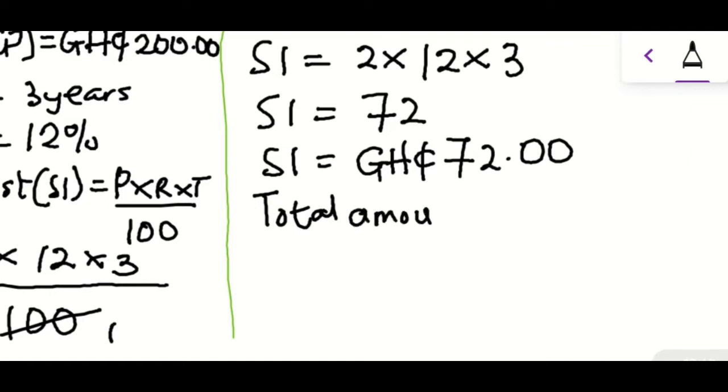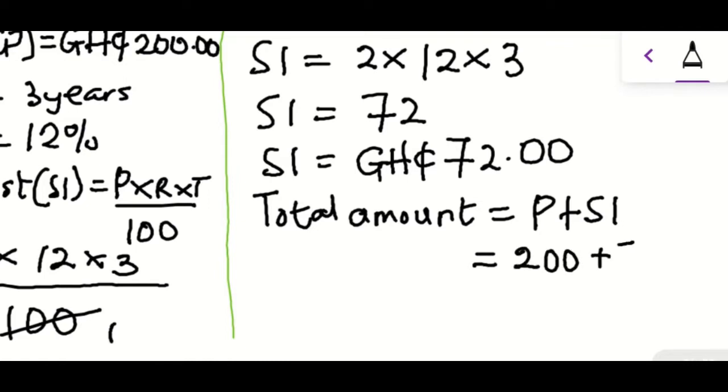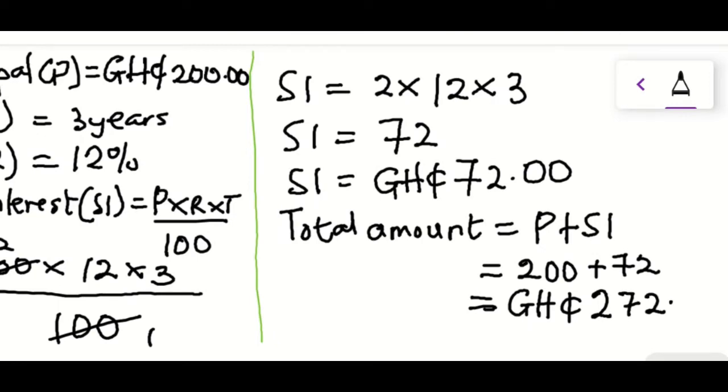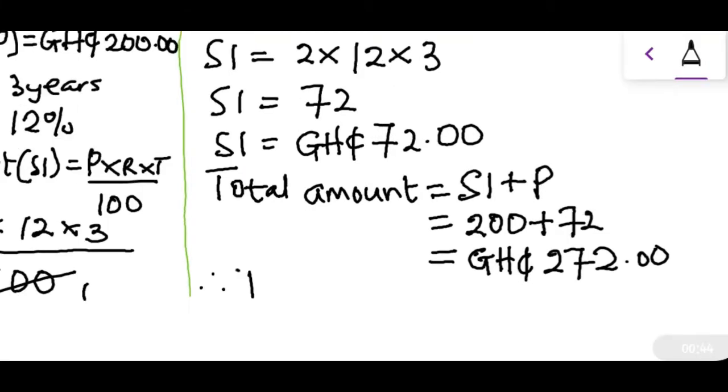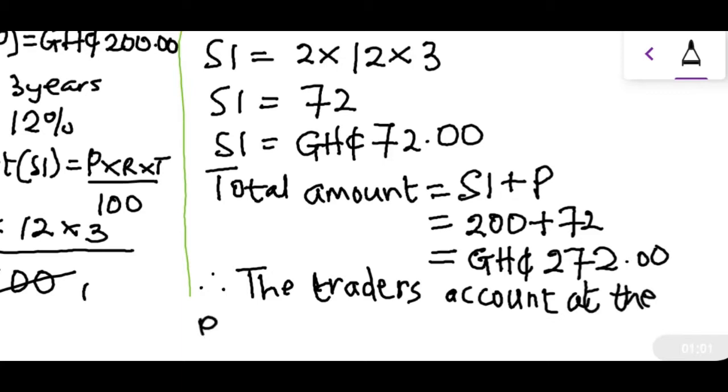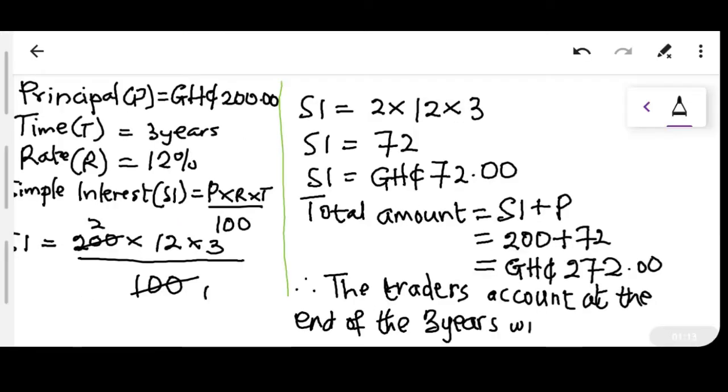Therefore, we find the total amount in the trader's account. That is given by the principal plus the simple interest we have calculated. And that is 200 plus 72. That gives us 272 Ghana cedis. Yes. So we conclude by saying, therefore, the trader's account at the end of the third year, or at the end of the 3 years, will be 272 Ghana cedis. Make sure you give this concluding statement. It's very important for such problems like this.